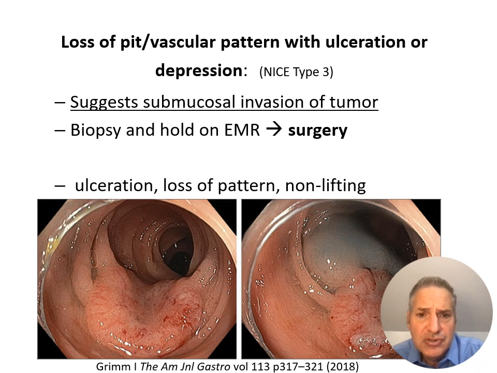In many cases, these lesions are also associated with a non-lifting sign, where with submucosal injection, you see failure of the polyp to lift up. This is a sign of submucosal invasion, or can be a sign of prior manipulation of the polyp with prior attempts of resection, and may also indicate fibrosis from prior resection attempts.